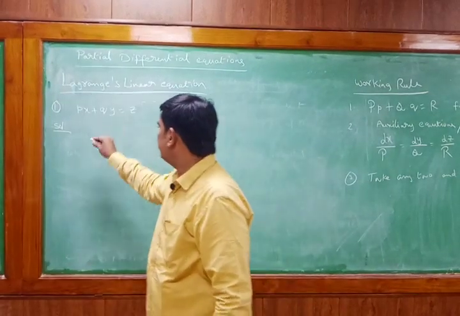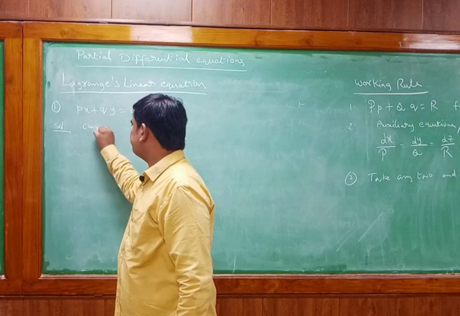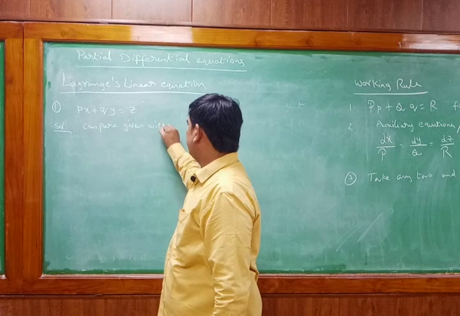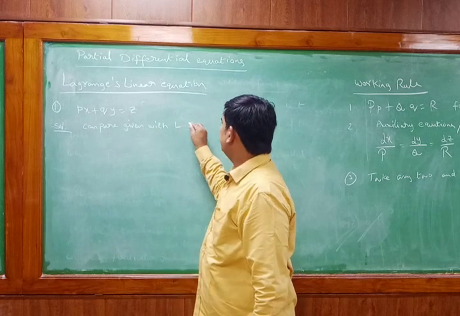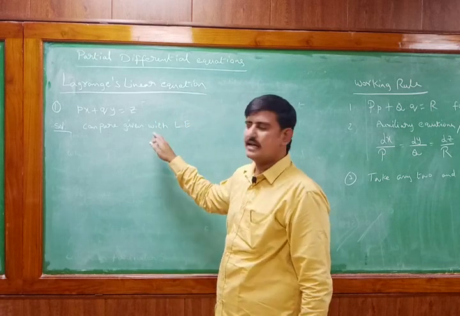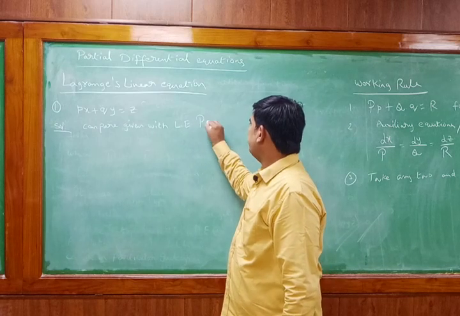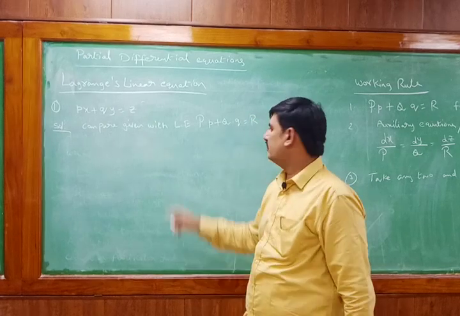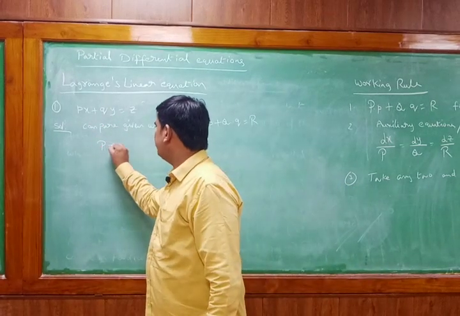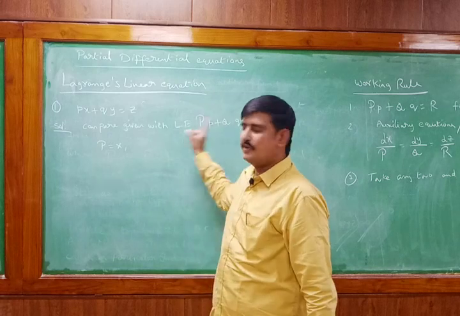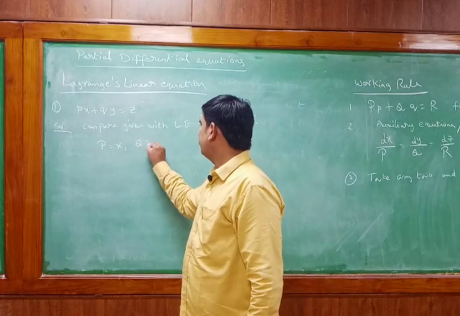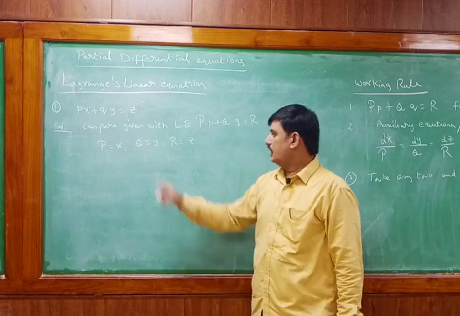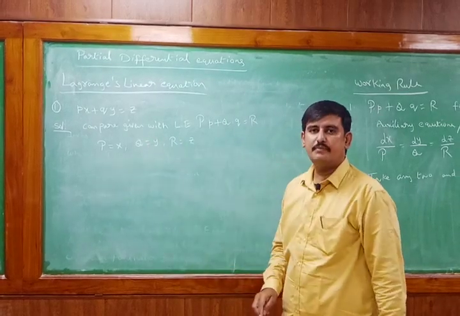Compare the given equation with Lagrange's equation. Capital P into small p plus capital Q into small q is equal to capital R. Capital P is x, capital Q is y, and capital R is z. So I got the capital P value, the capital Q value and the capital R value.